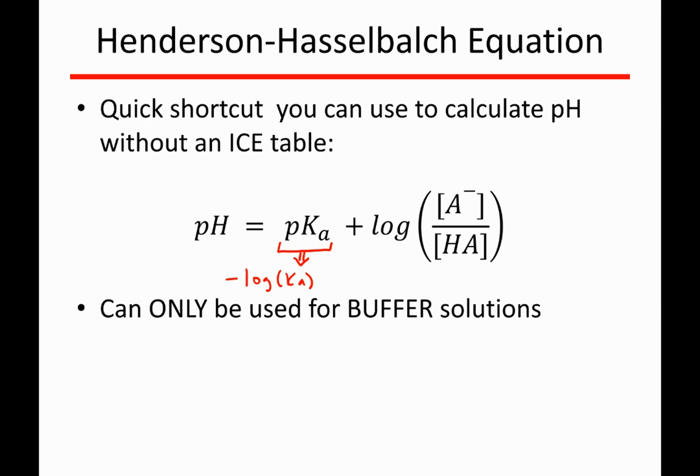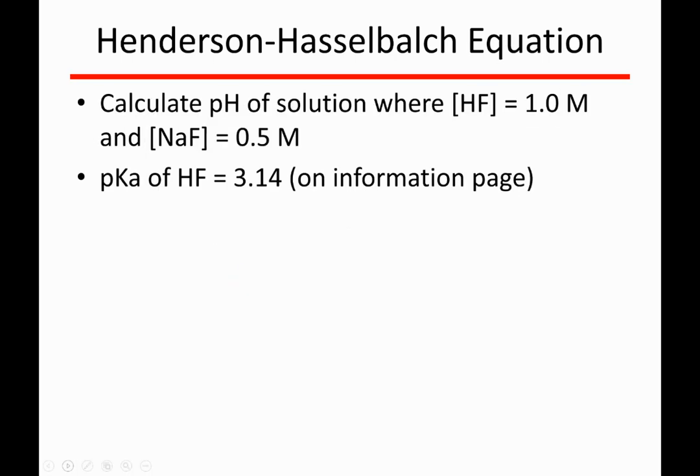This is why you must begin the problem by writing out the list of major species and use that list of major species to tell you whether or not you're dealing with a buffered solution. All right, so let's get back to this example. We're now going to calculate the pH of this solution using the Henderson-Hasselbalch equation. We're given that the pKa of HF is 3.14. This is on the information page, right? So you don't have to memorize pKa's.